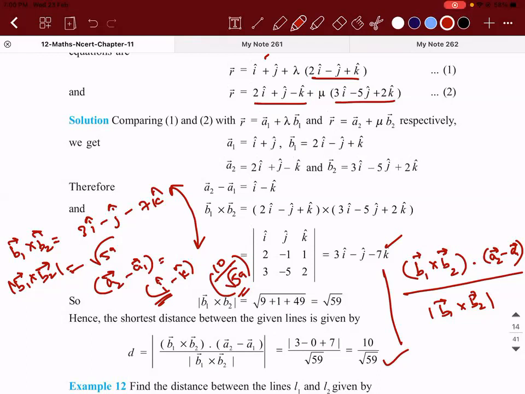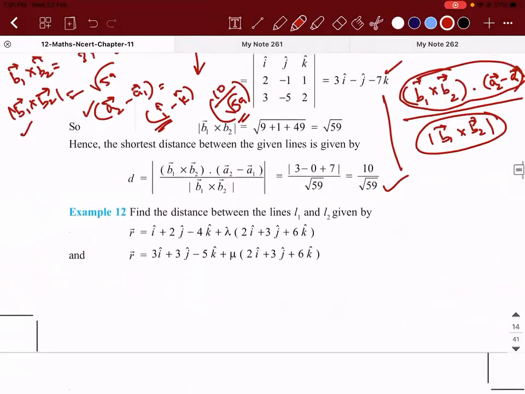Is everyone clear with what I did? So when you have this kind of a problem, first find B1 cross B2, then find magnitude of B1 cross B2, then find A2 minus A1, then take all those things and substitute it in the formula in the numerator and denominator and you will get the answer. That's it. Is it clear, guys?